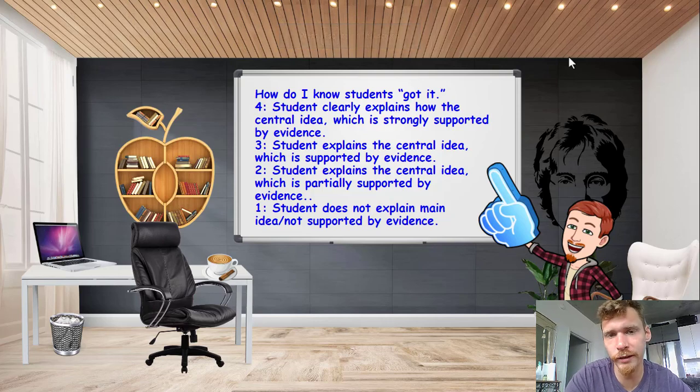Okay, so how do we know if students got it? You're going to want to compare their annotation of what they think the central idea is with their underlining of the text. So if their central idea is very clear and it's strongly supported by text evidence, that's a 4. If it's not as strongly supported, that's a 3. And then the 2 and the 1, these are the categories where students need a little bit more support or practice with the skill. That's either partially supported by evidence, or they don't determine the central idea, or whatever they wrote is not at all supported by evidence.